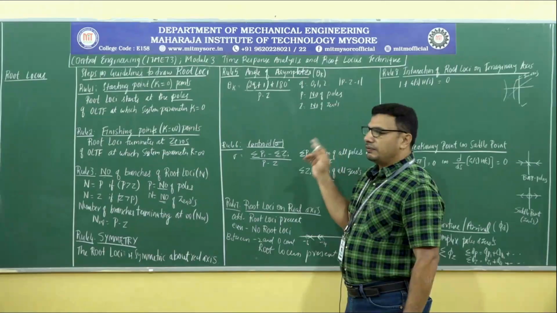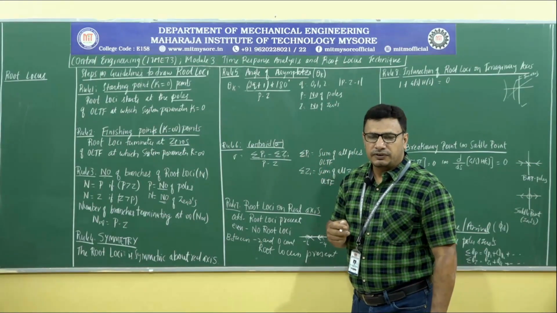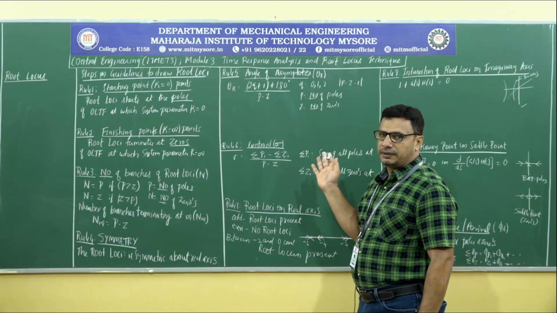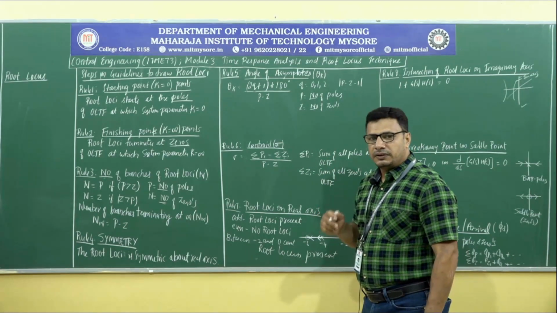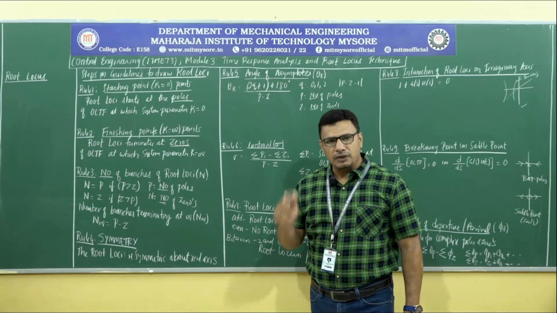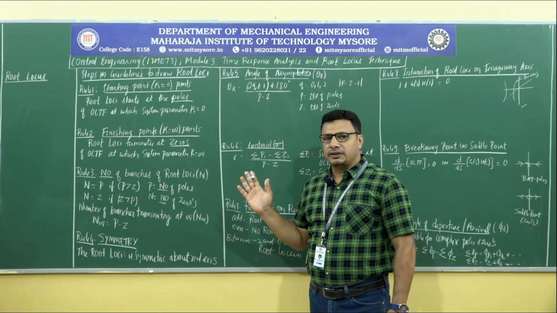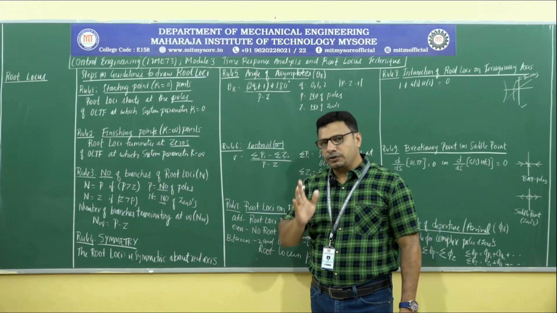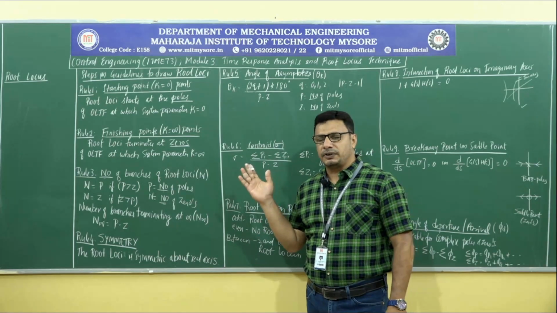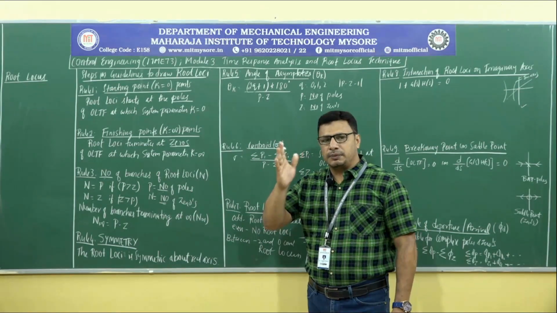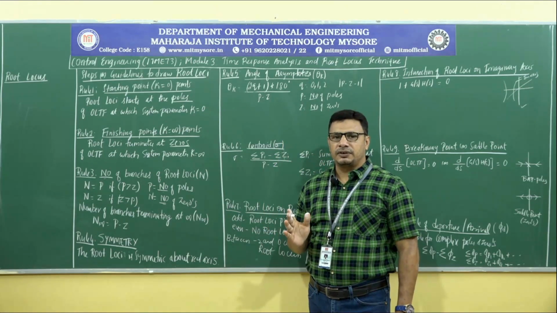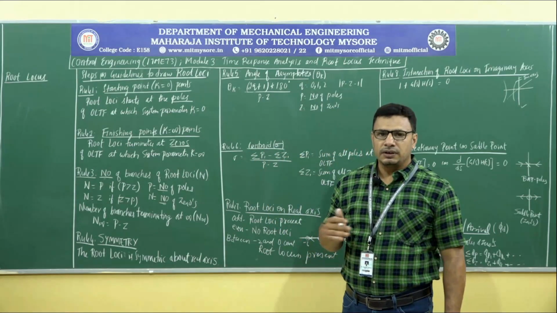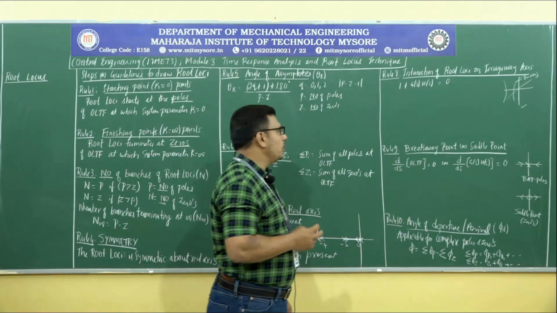Rule number 8: if the angle of asymptotes is found to be such that it is crossing the imaginary axis and moving to the right half of S plane, then even the branches of root loci are going to cross the imaginary axis and move to the right half of S plane. The moment the portion of a branch of root loci moves towards the right half of S plane, at that particular point where it intersects the imaginary axis, the system becomes unstable. That is a very important inference to be drawn from the root locus plot.